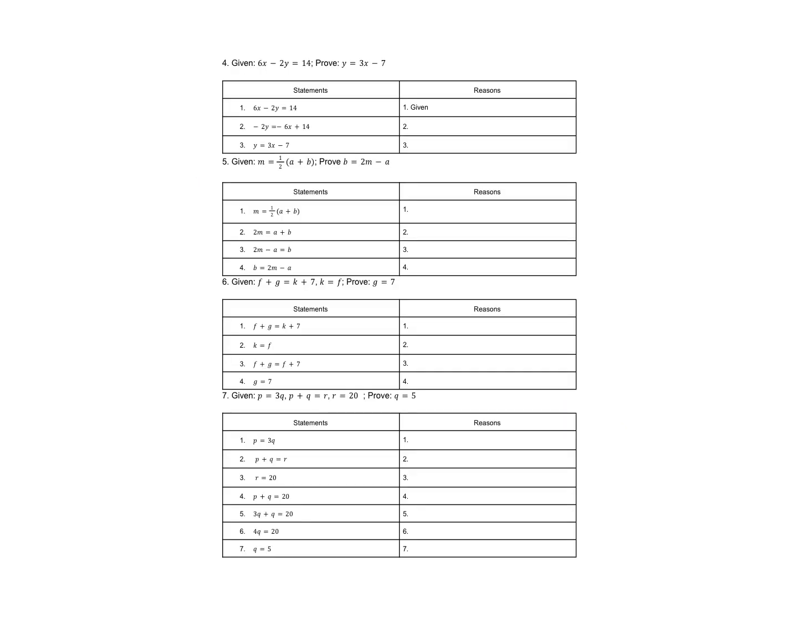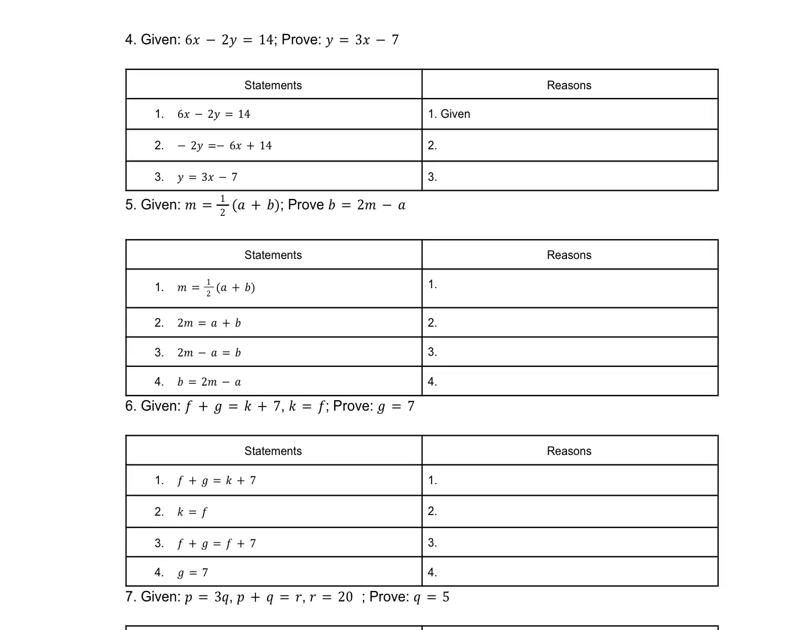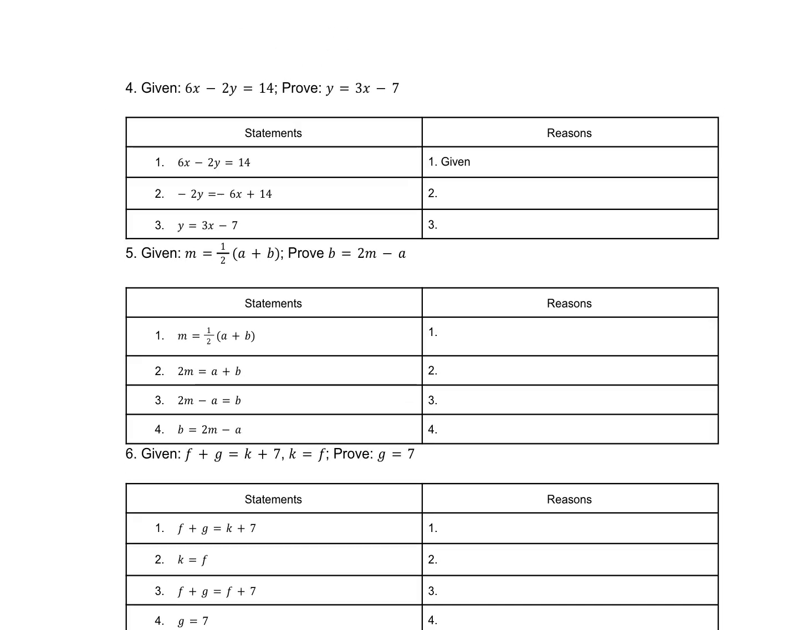All right, number 4. 6x minus 2y equals 14. I want to get y by itself. y equals 3x minus 7. So that's my first and last box on the left. Reason number 1 is that it's given.